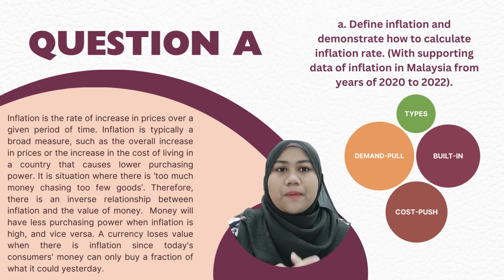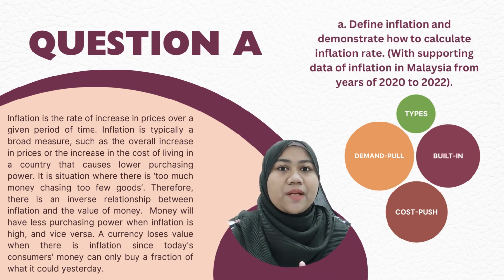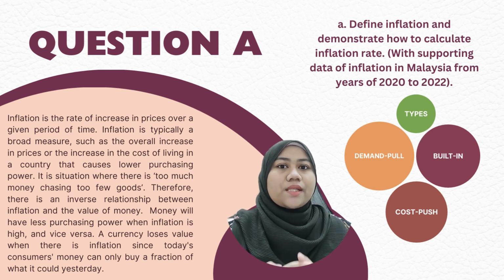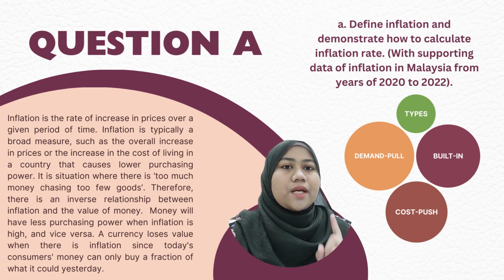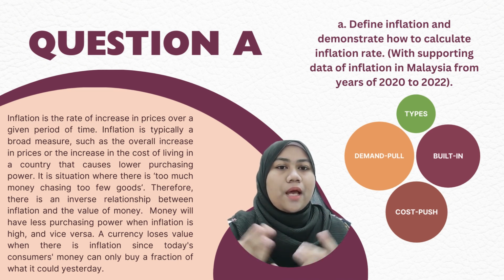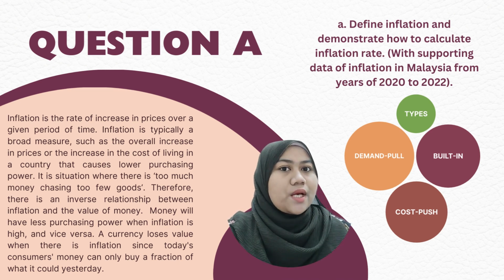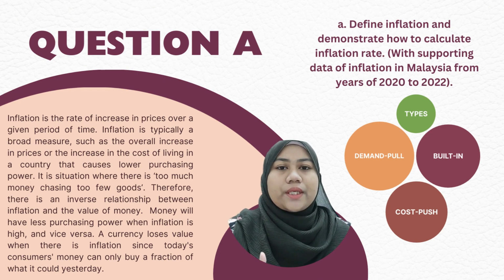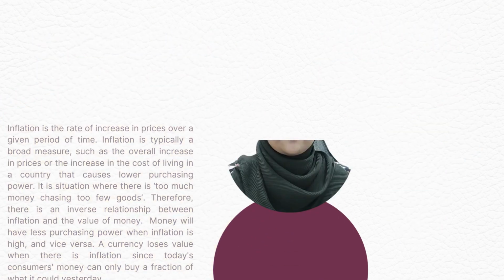The first one is demand pull, which occurs when demand for goods or services exceeds production capacity. The second one is cost push, where production cost causes an increase in prices. And the last one is wage push. This happens when prices rise, so wages rise too in order to maintain living costs.